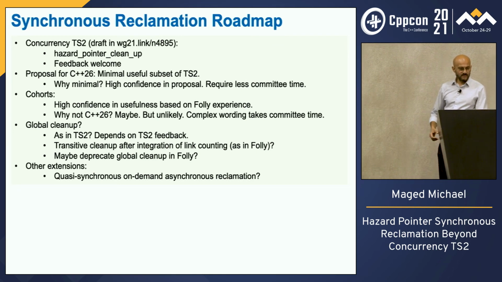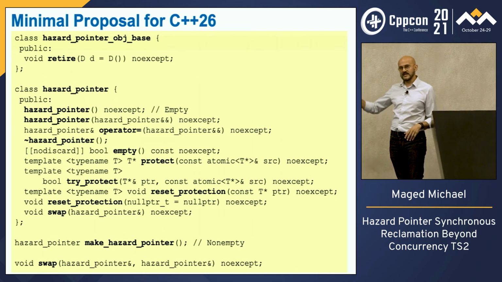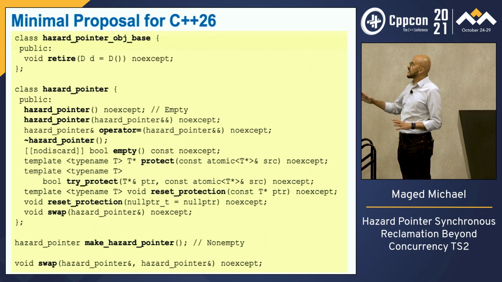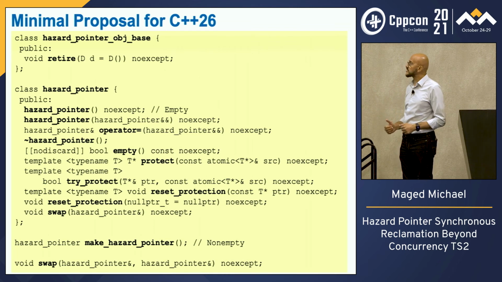Okay. So now let's very quickly, this is a kind of minimal proposal that we have in mind for C++26. It supports only asynchronous reclamation. I mean, that's useful in its own way. It's useful. It just doesn't have synchronous reclamation.